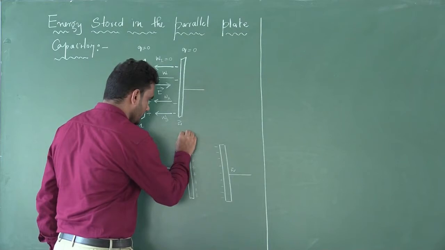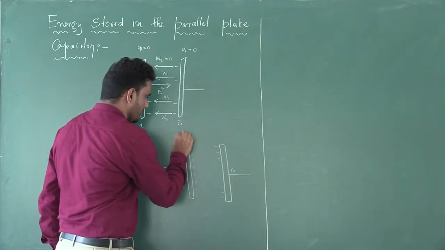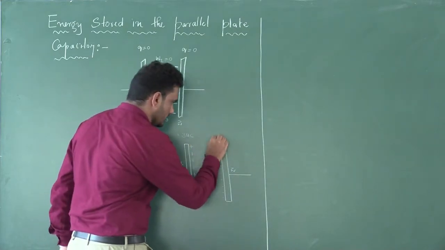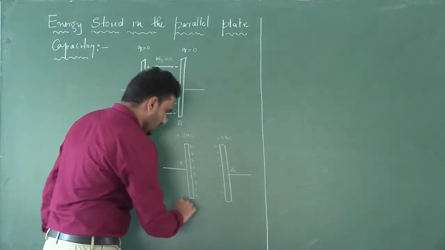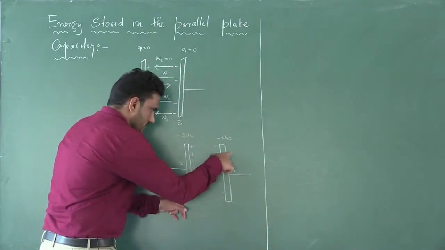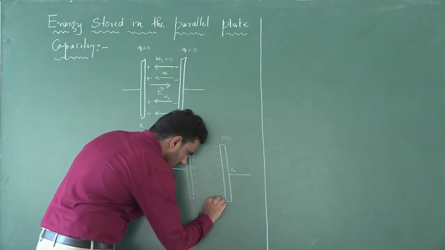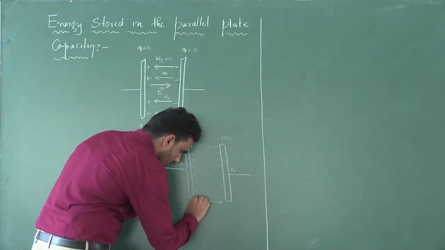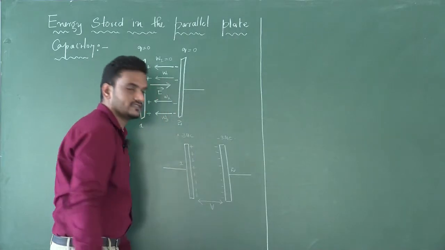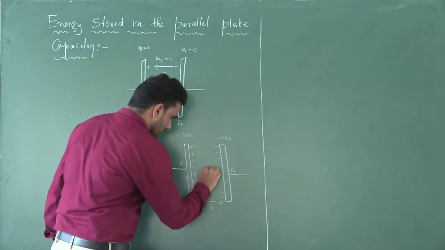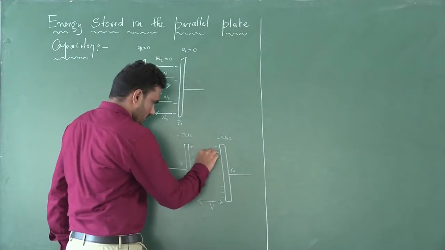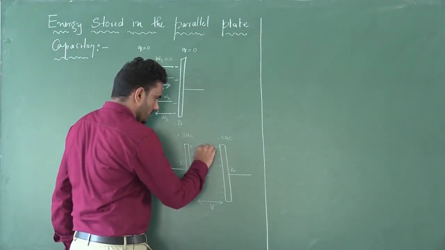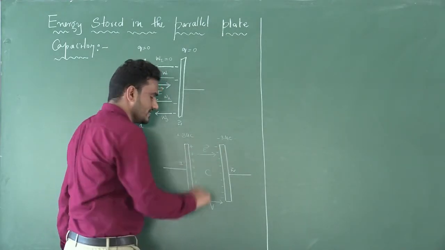For example, here plus 3 microcoulomb, here it should be minus 3 microcoulomb. Here is the positive charge, this is the negative charge, and here we have a potential difference, that is V, and it has a capacitance, that is C, and between the two metal plates there is an electric field.